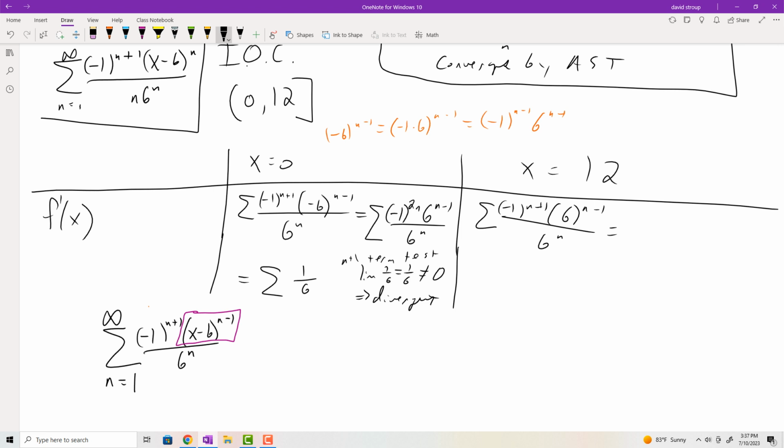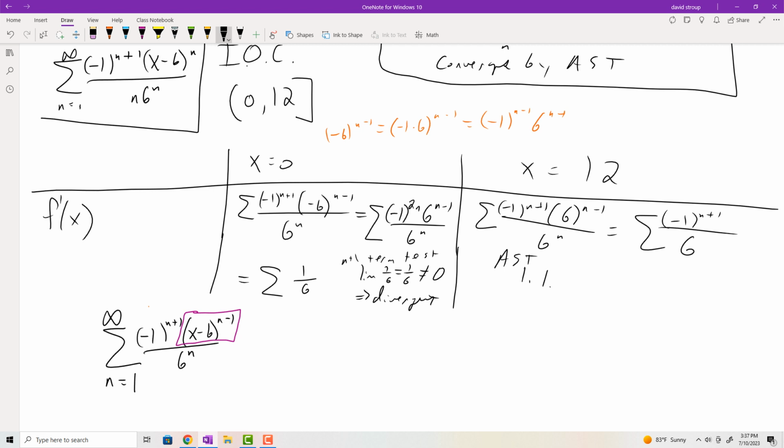This will just be alternating then. So it'll be the series (-1)^(n+1) all over 6^n minus (n minus 1), which is the same as 6^(n minus n plus 1), which will just give you 6. And then you do the nth term test, right? So, sorry, alternating series test.